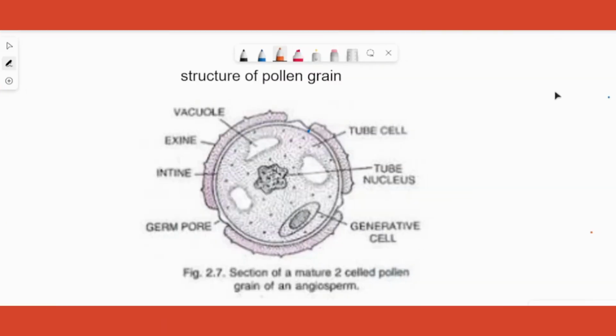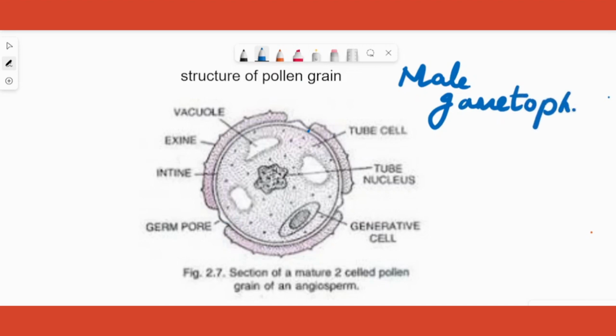Today let us learn the structure of pollen grain. So what exactly is a pollen grain? Pollen grain is the male gametophyte. What do you mean by gametophyte? Gametophyte is a structure that has the gamete.